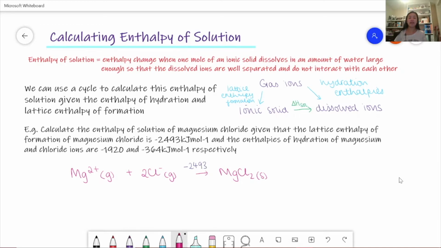And then what I have is I then write the dissolved ions. So I would have Mg2+ aqueous and 2Cl- aqueous. And then to get from Mg2+ gaseous and Cl- gaseous to the aqueous versions, we would use the hydration enthalpies. And so the hydration enthalpy for the Mg2+ is minus 1920.